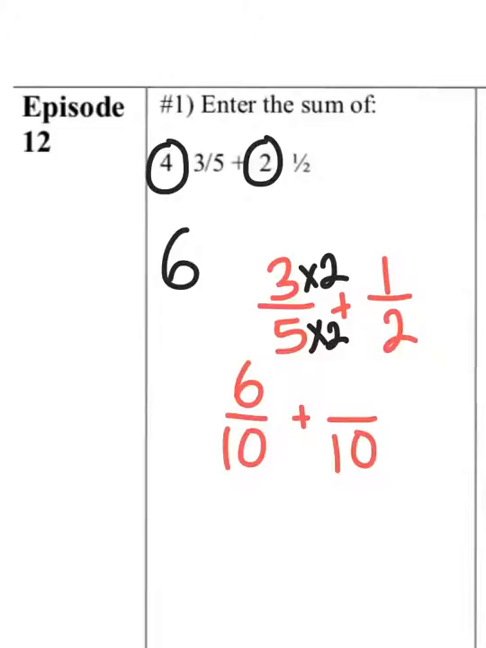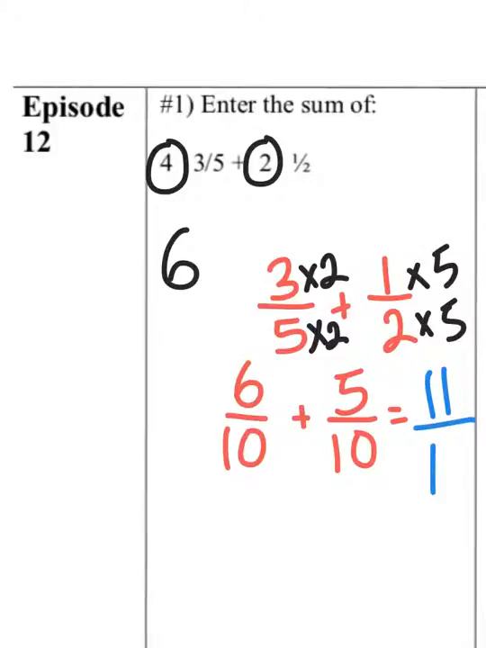And on the other side, we really know that 1/2 is really 5/10, because it's going to be 1 times 5 and 2 times 5. So we have 6/10 plus 5/10, and that will give us 11/10. And 11/10 is really one whole, because 10 can go into 11 one time, with 1 left.